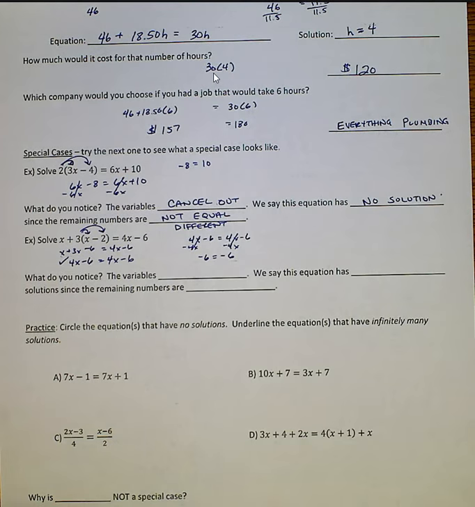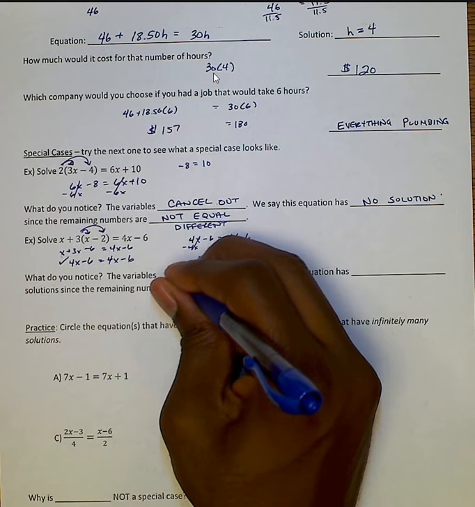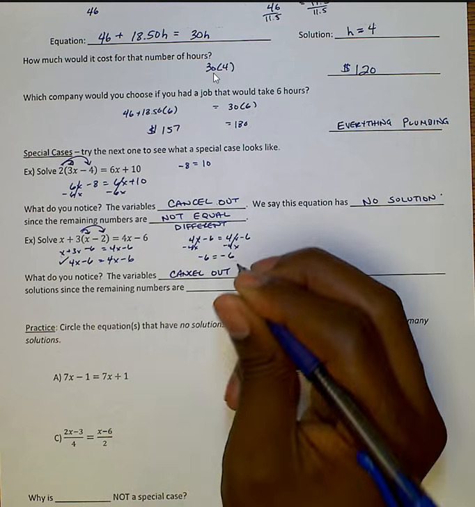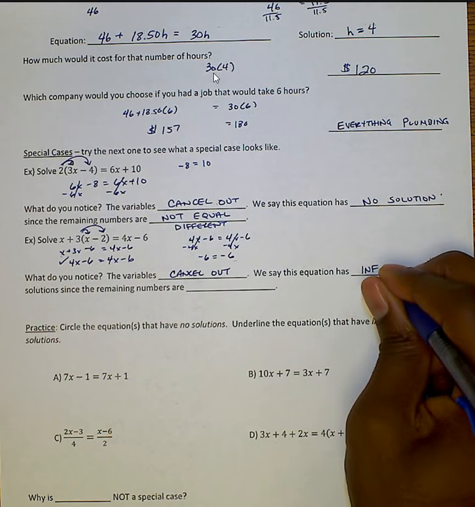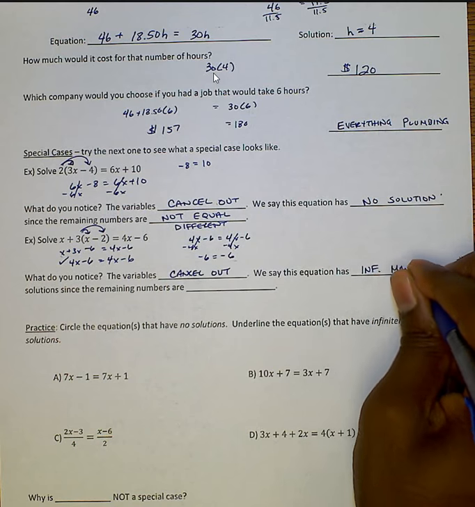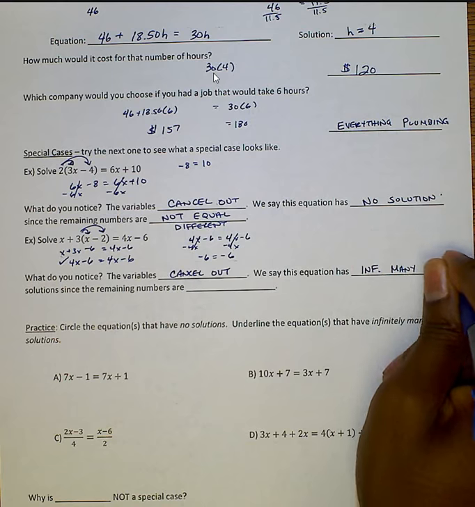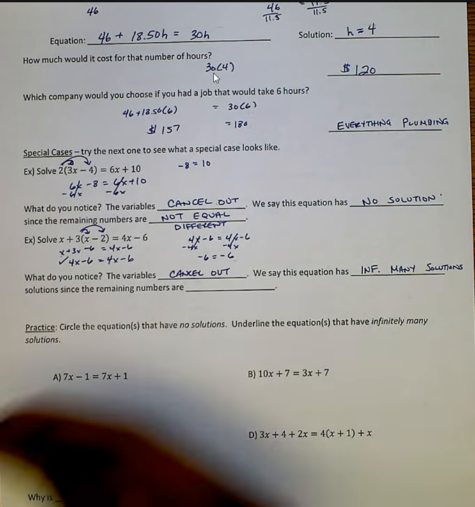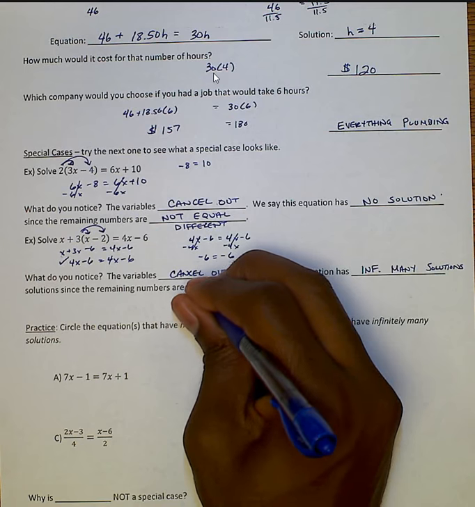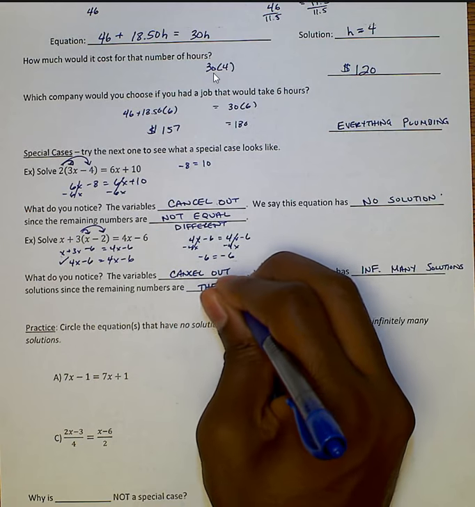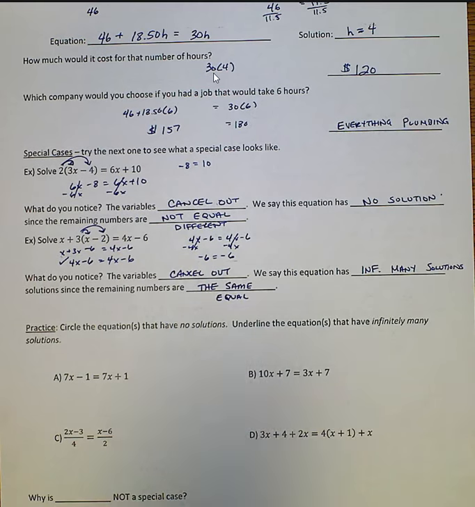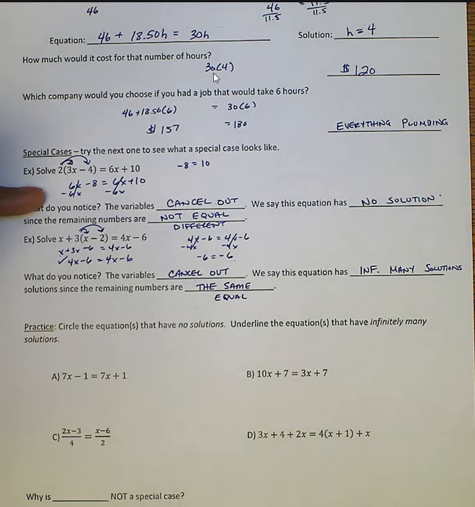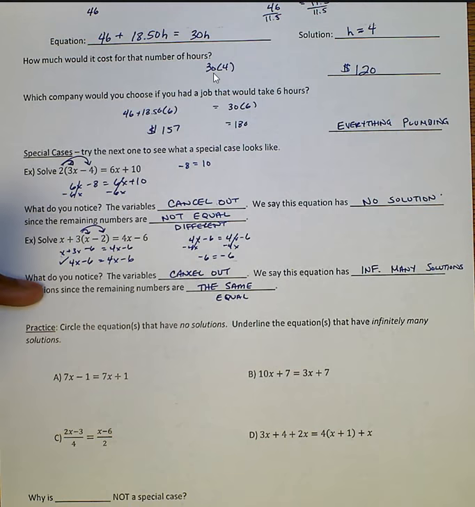Okay, you notice again, the variables cancel out. We say this has infinitely many solutions, since the remaining numbers are the same or equal. Negative 6 does equal negative 6. That means it will work no matter what numbers we pick. So no solutions won't work no matter what number we put in. Infinitely many solutions will work no matter what number we put in. Okay?